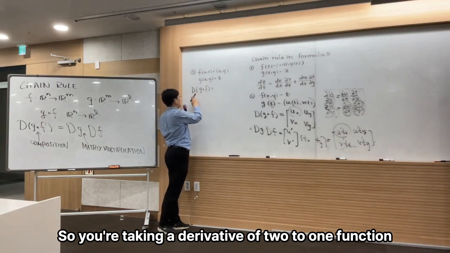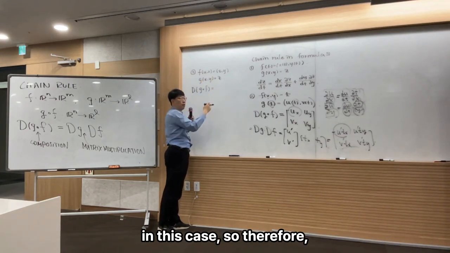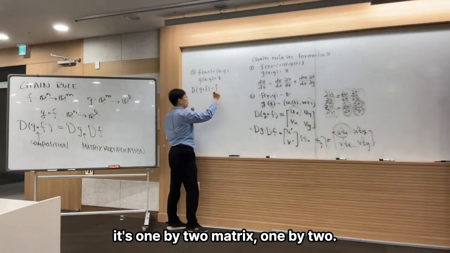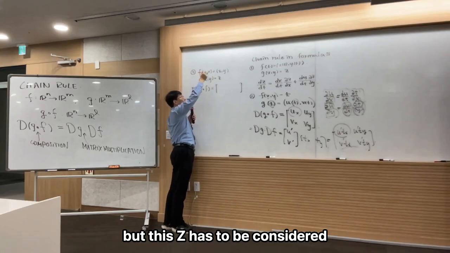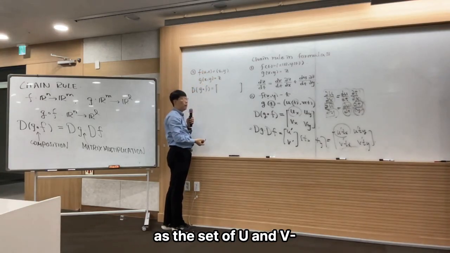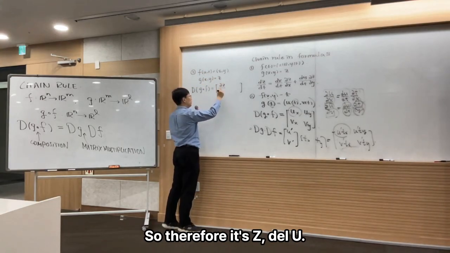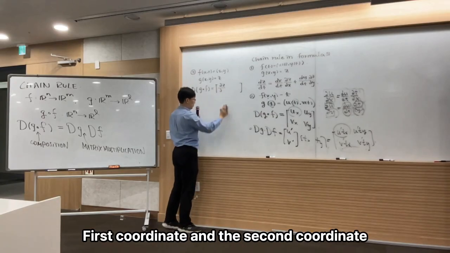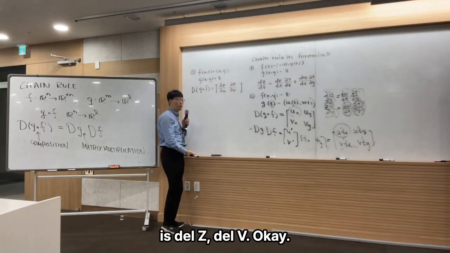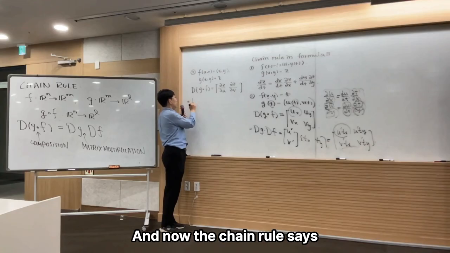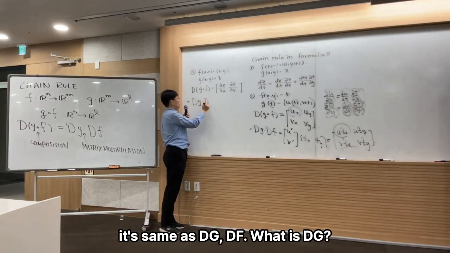So you're taking a derivative of a 2-to-1 function in this case, so therefore it's a 1 by 2 matrix. The final function is z, but this z has to be considered as the z of u and v. So therefore it's del z del u, the first coordinate, and the second coordinate is del z del v. Okay? And now the chain rule says it's the same as Dg Df.